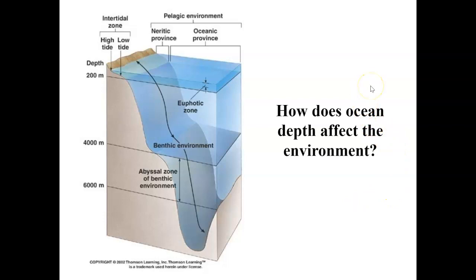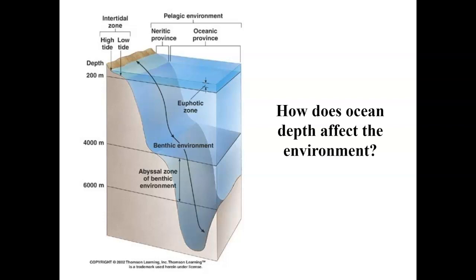Ocean depth is another thing that can affect the environment. There's going to be little ecosystems all throughout the ocean. The deeper you go, the more different it becomes, and that is, of course, because of differences in ocean depth. So what are some things that are different the deeper you go in the ocean?